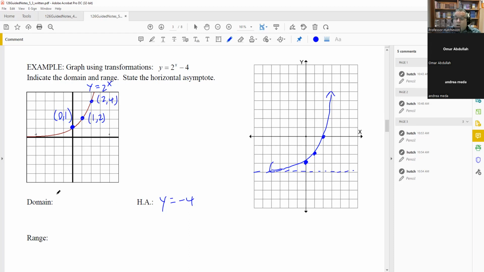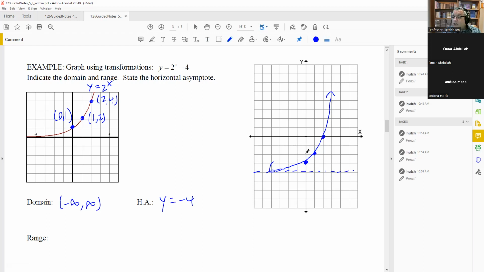Let's do the domain and range. Now for the domain on these exponent problems, you're just going to have negative infinity to positive infinity. The graph goes to the left, and the graph keeps going up, getting larger and larger. It uses up all the x values there. So therefore, the domain is all reals, negative infinity to positive infinity.